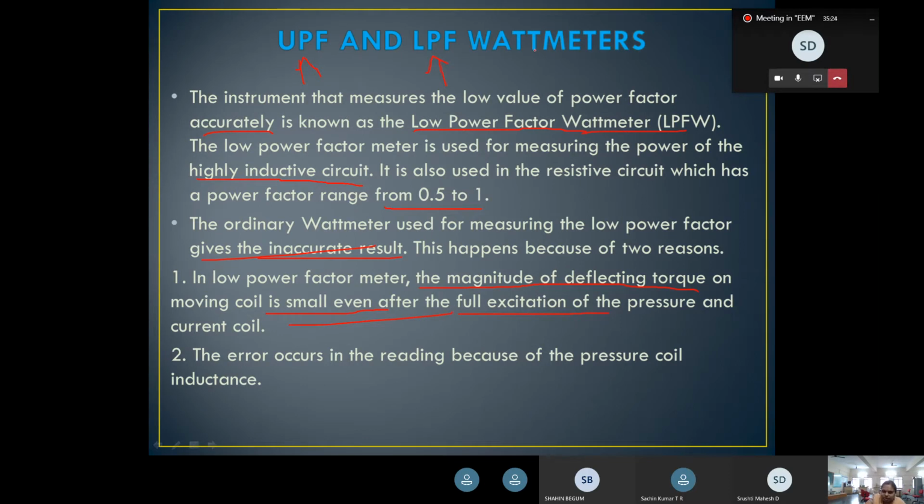If I use the normal wattmeters to find the LPF, the second problem is the error that occurs in the reading because of the pressure coil inductance. The error is introduced due to the pressure coil inductance. That is one factor, and the other is the small torque introduced in the wattmeter even with full excitation of the pressure and current coil. Because of these two reasons, we shift to different designs for measuring LPF wattmeters.